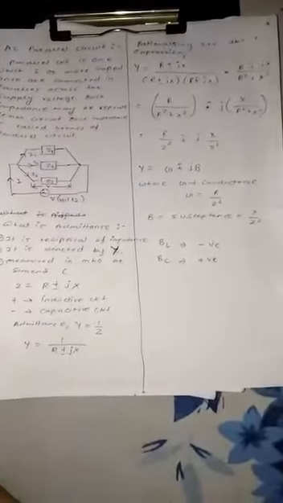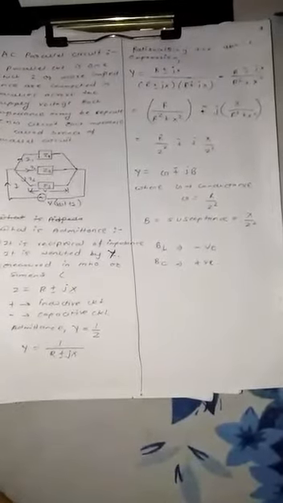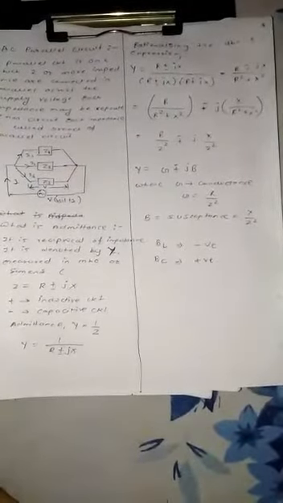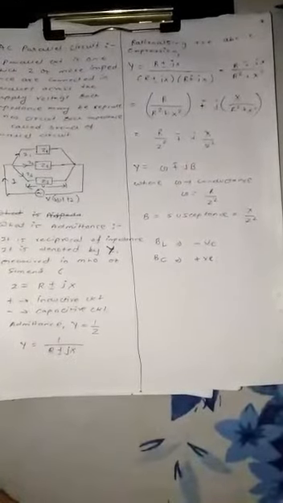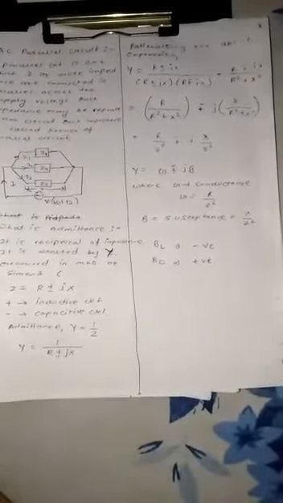Conductance is denoted by G, and it is the ratio of the resistance to the square of the impedance. And what is the susceptance? The ratio of reactance to the square of the impedance is called the susceptance.